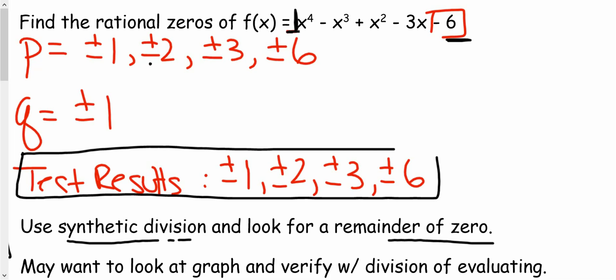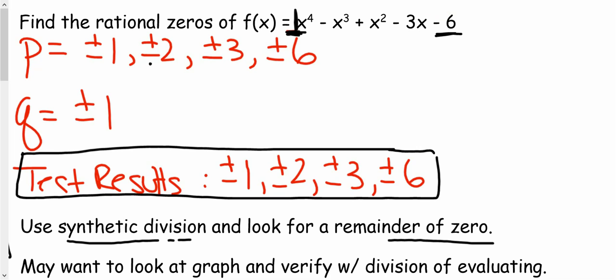I was looking at my constant value here, this -6. And when I take a look at this -6, I start to list all of the factors of it. Factors of -6 are plus or minus 1, plus or minus 2, plus or minus 3, plus or minus 6. For my Q value, I'm looking at my leading coefficient, which in this case is just a +1. So therefore my factors of Q are going to be plus or minus 1.